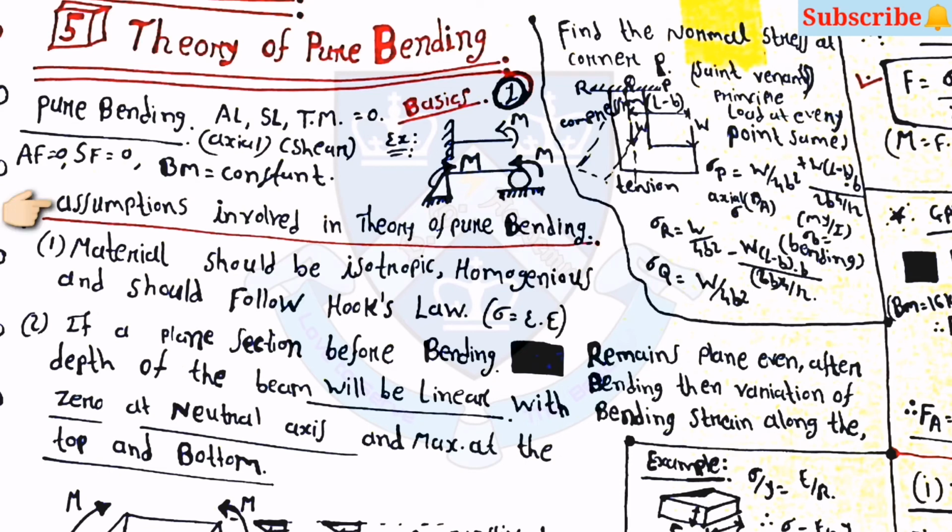Then the theory of pure bending, in that some assumptions are there. First one is the material should be isotropic, homogeneous and should follow Hooke's law.